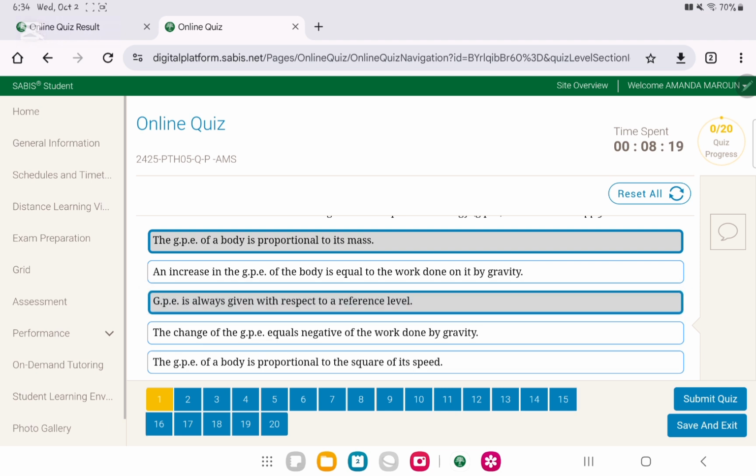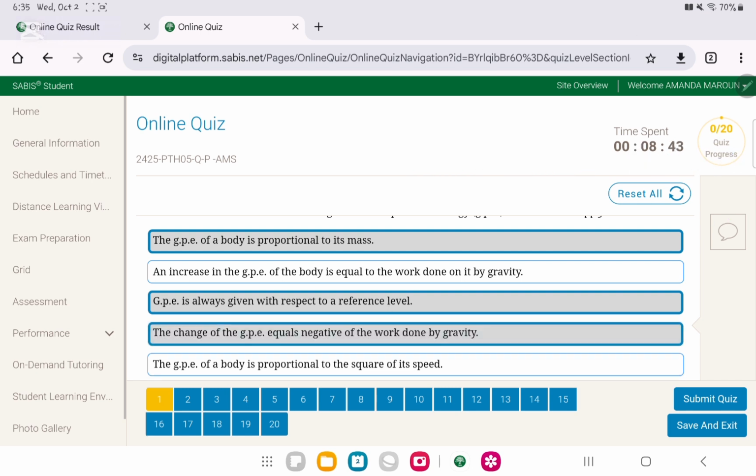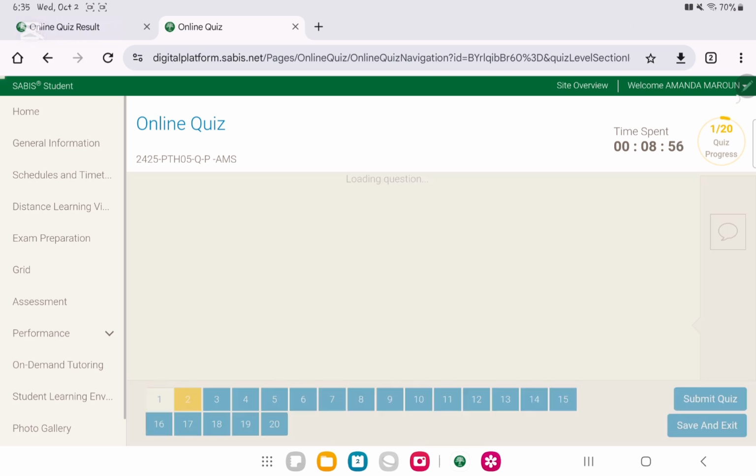GPE is always given with respect to a reference level or a zero level, which means the level at which the GPE is 0. Okay. Then the change of GPE equals negative the work done by gravity. We said yes, the GPE or the EP is equal to negative work done by gravity. So that means this is correct. The GPE of a body is proportional to the square of the speed. No, we said that the rule for GPE was plus or minus mgh. We don't have any speed in this equation, so definitely it's not proportional to the speed.